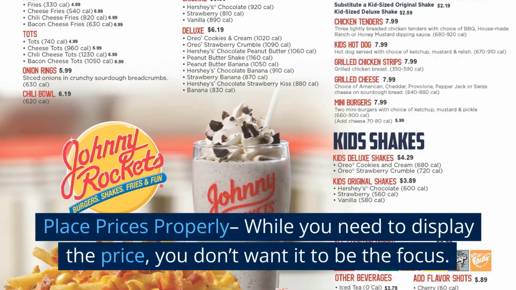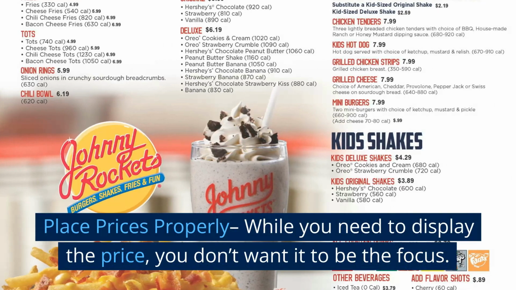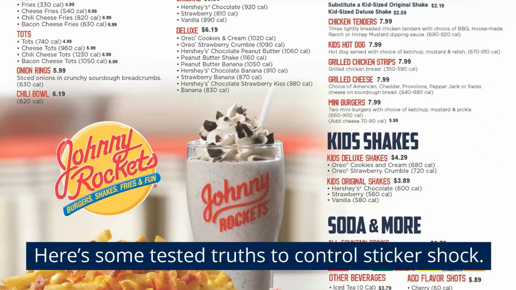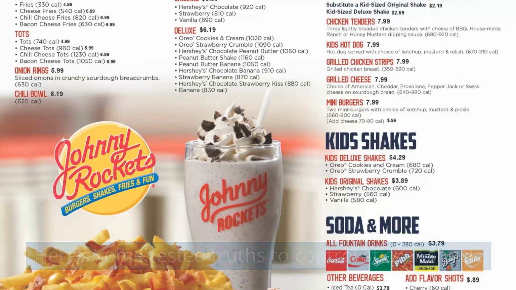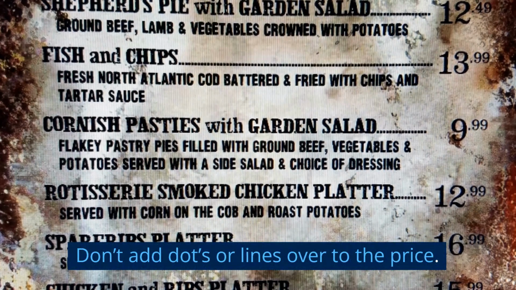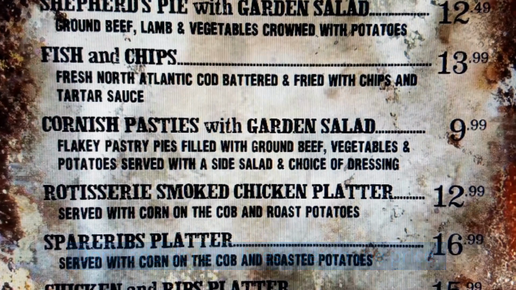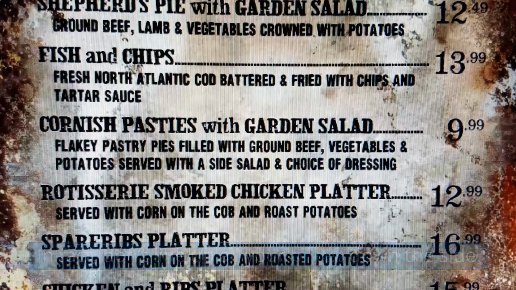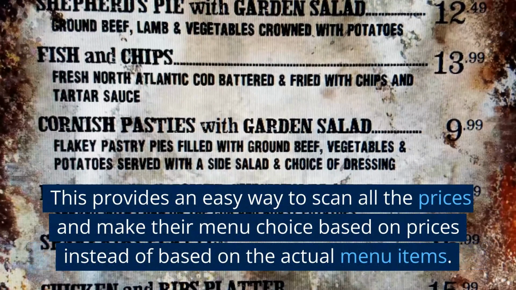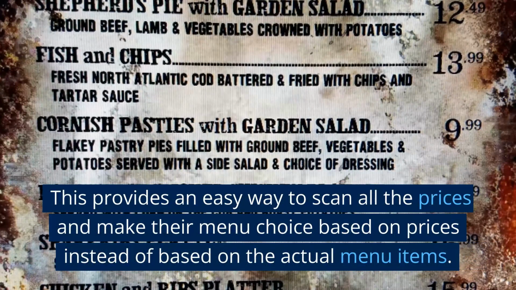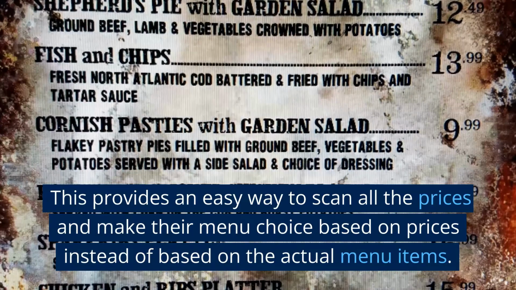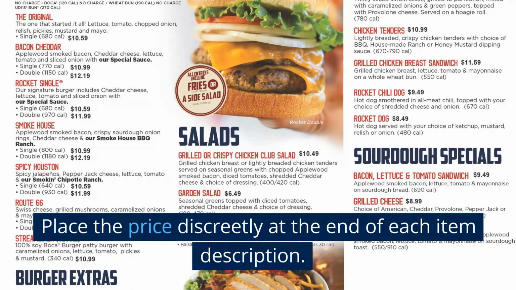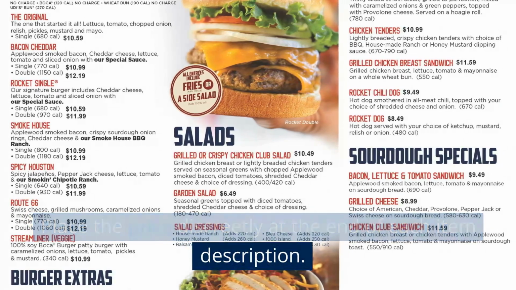Place prices properly. While you need to display the price, you don't want it to be the focus. Here are some tested truths to control sticker shock. Don't add dots or lines over to the price. In fact, don't line up all your prices down the side. This provides an easy way to scan all the prices and make their menu choice based on prices instead of based on the actual menu items. Place the price discreetly at the end of each item description.